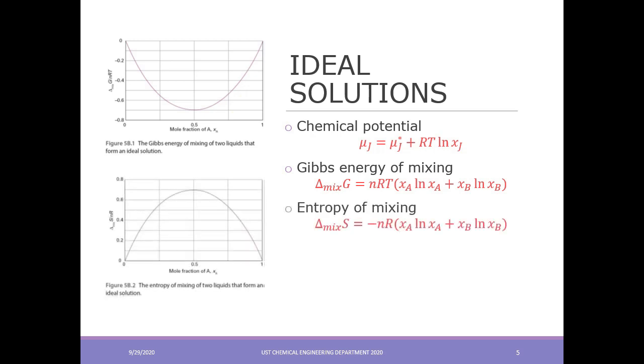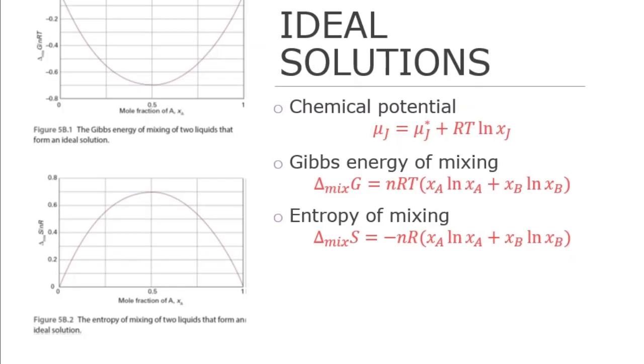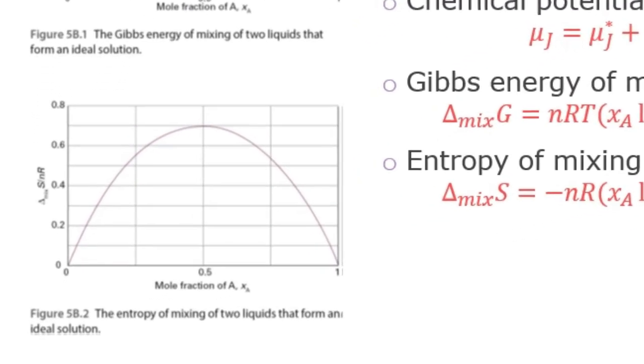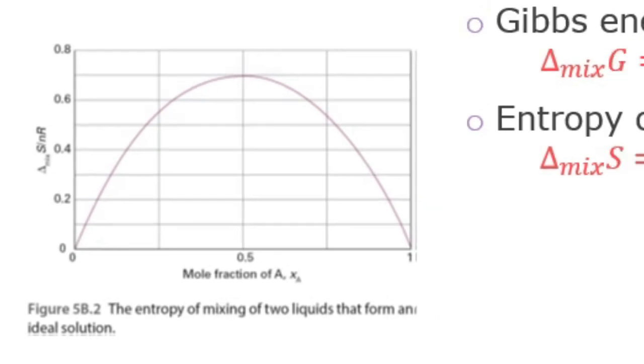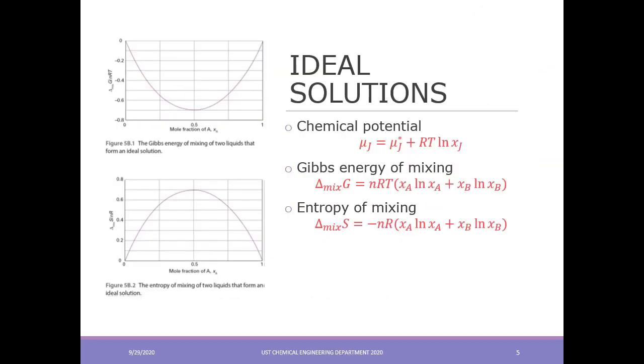Similarly, the entropy of mixing is obtained using negative delta G over T. As seen in the graph, the entropy of mixing of the solution is positive. The increase in entropy of the system acts as the driving force of the spontaneous mixing of the liquids. And since the interactions between the pure liquids and the particles in the solution are essentially the same, the change in enthalpy during mixing is also zero.